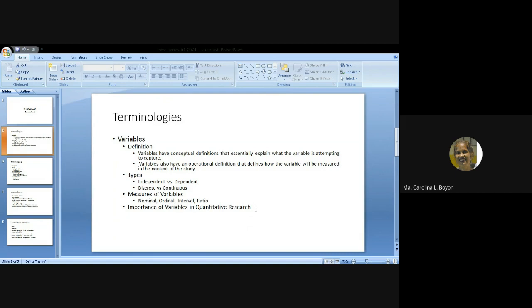For measures of variables, we have 4 measures, which are nominal, ordinal, interval, and ratio. These types of measures will also tell us the degree of that measurement to fully reflect the character of the phenomenon, okay, of the variable. So with nominal, that's the weakest measurement, and ratio would be the most powerful.